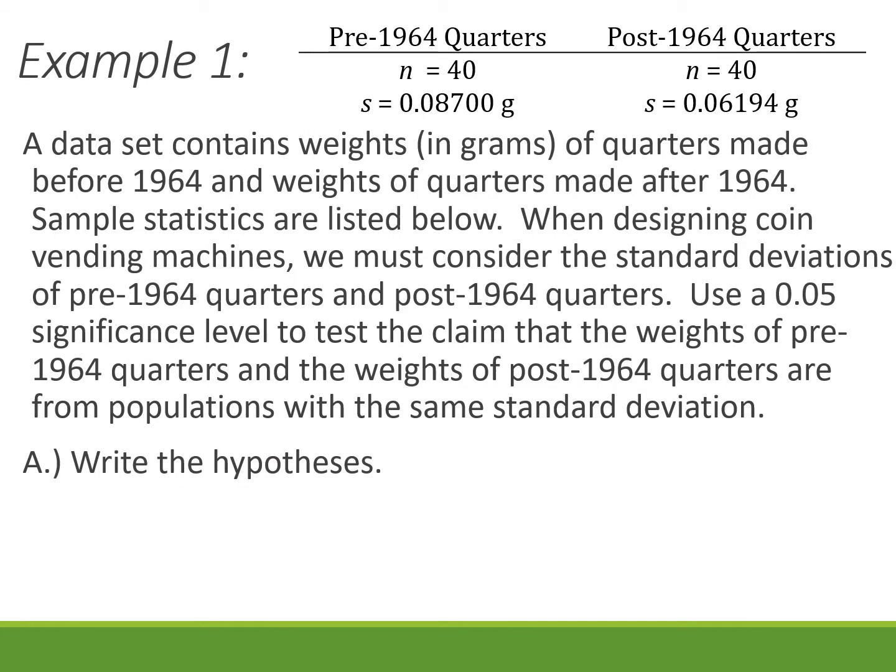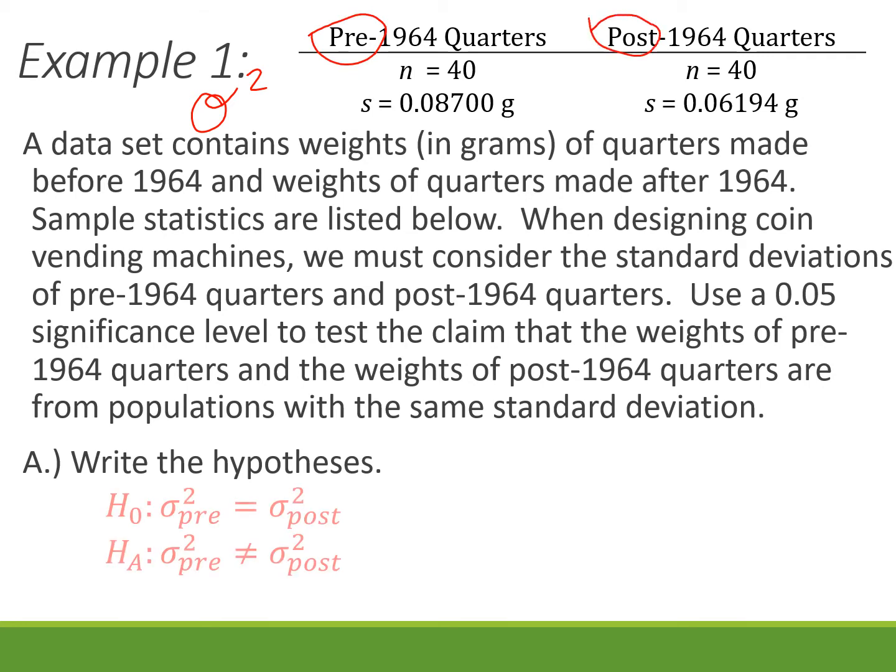Just like every other hypothesis test we've done, our first order of business is to write these hypotheses. And when we write them, we're writing them about the variances of the samples. Variance is the standard deviation squared. Symbol for standard deviation is sigma, and we're just going to attach a squared on it. We want one of these for a pre-1964 quarter and another one for a post-1964 quarter, making our null hypothesis the fact that these two are equal. They have the same standard deviation. And the alternative is that they're not equal.